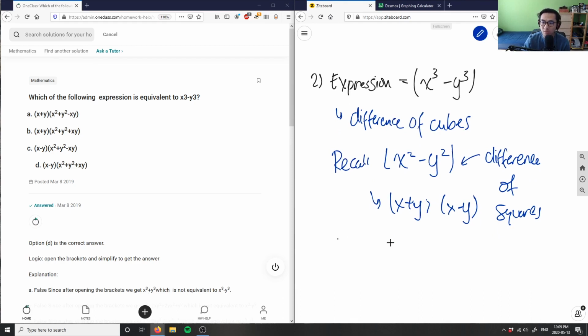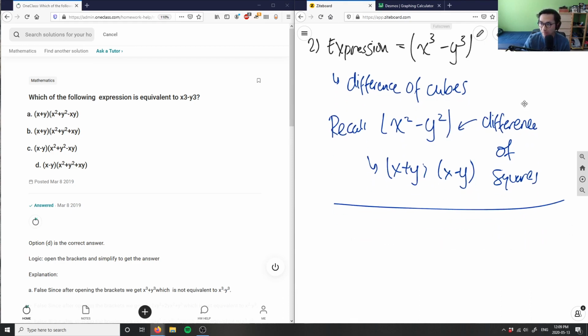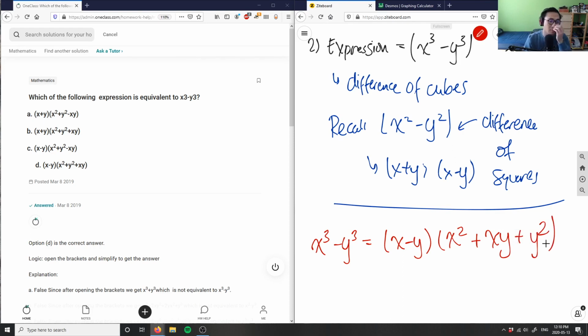So what is this difference of cubes here? What does this mean? It means that if I were to factor, and again, it's a very special case when we have a difference of cubes, I'm going to get this general formula. I'll write it in red here. x cubed minus y cubed equals x minus y as my first term, and the second term is x squared plus xy plus y squared. This is the general form for the difference of cubes.